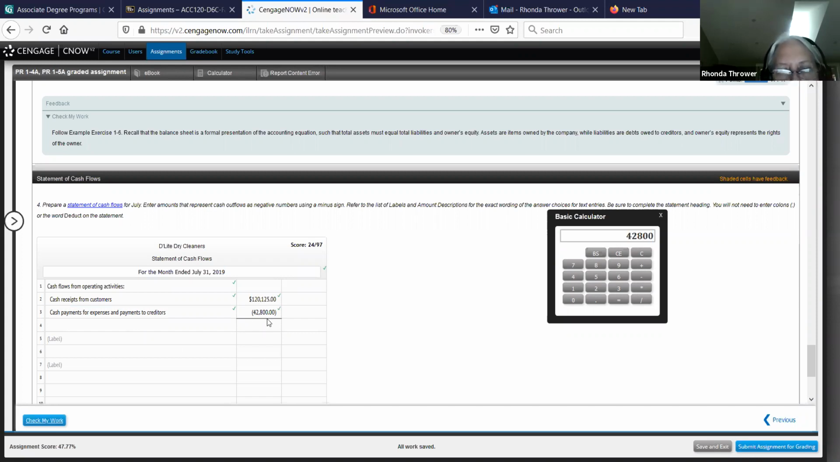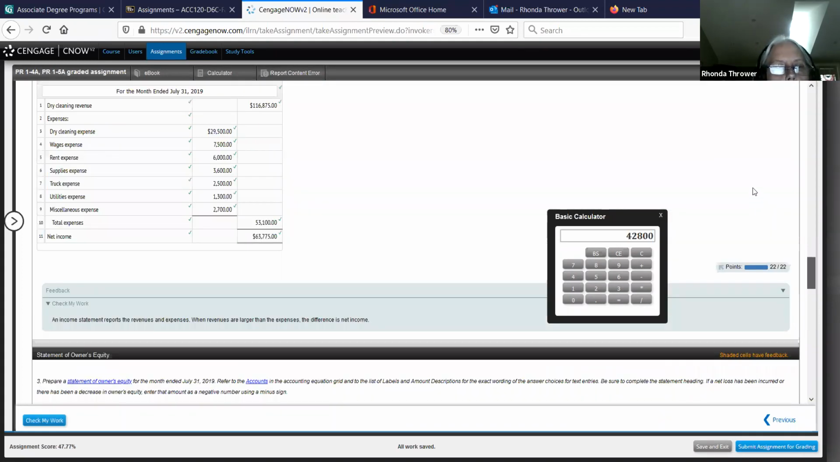So you combine all of those together, but remember they were cash payments for expenses and payments only to your creditors. Now, you're going to net these amounts out to get the net cash flow from operating activities.